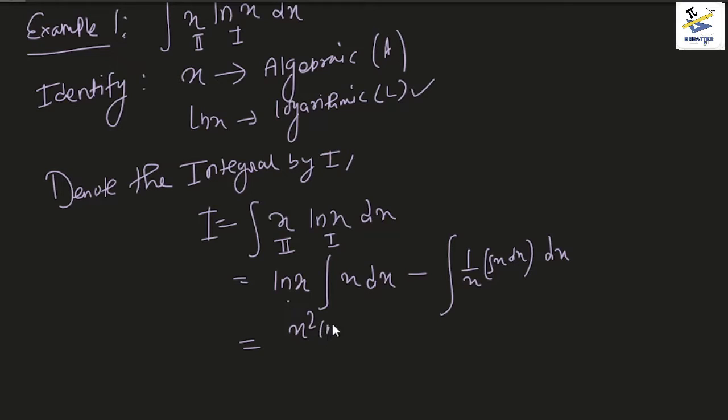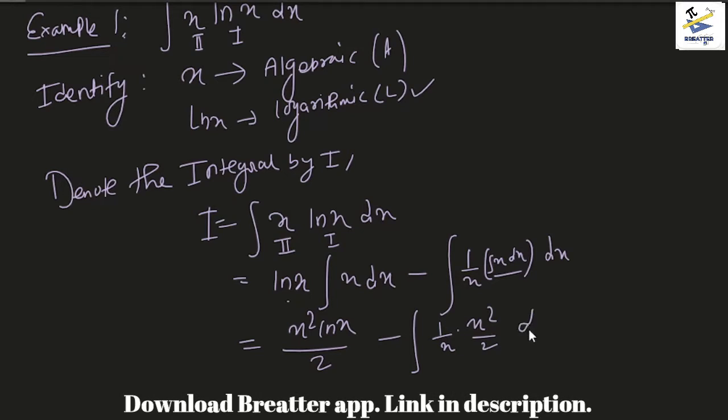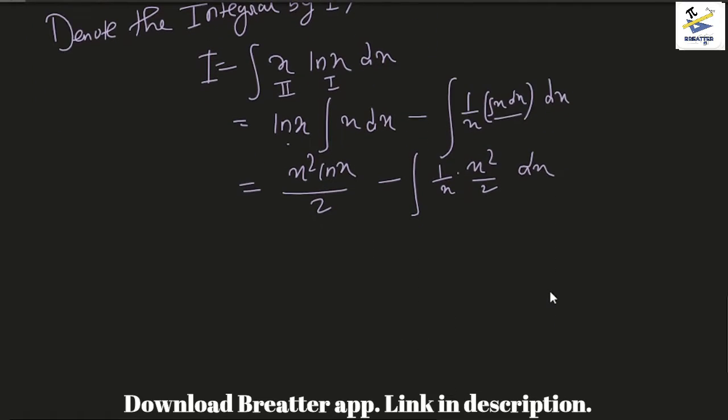So the integral of x dx is just x square by 2, right? So it should be x square ln x by 2 minus, we have already found the derivative of log x, which is 1 by x, and again the integral of x is x square by 2. In this inner integral you do not need to include the constant plus c, so we are basically trying to just find the integral except the constant. So 1 by x into x square by 2 dx.